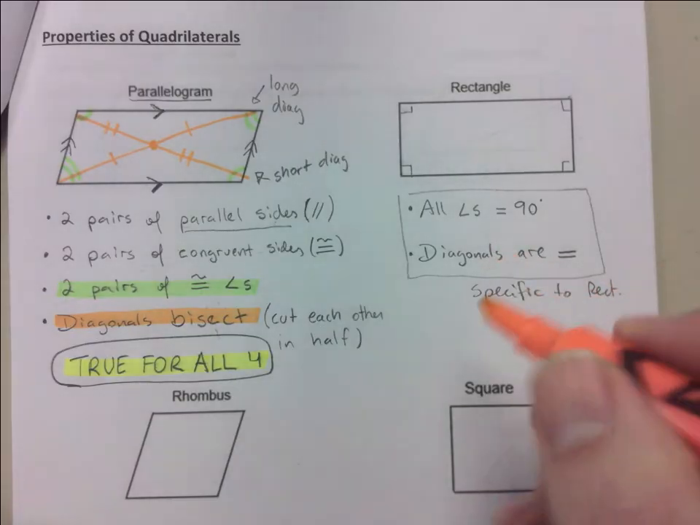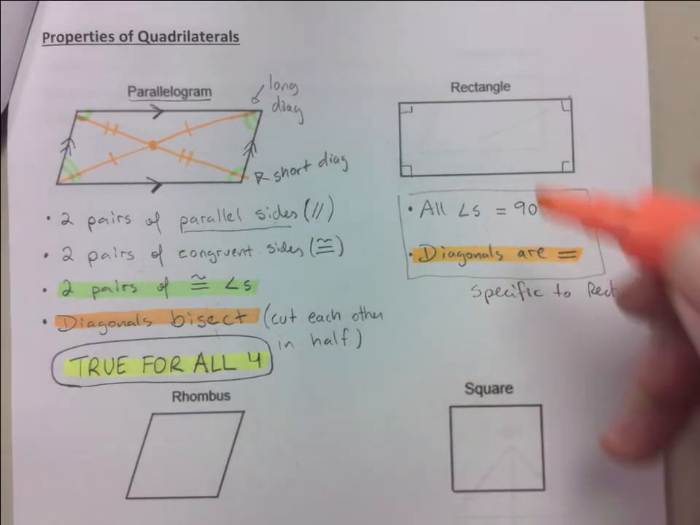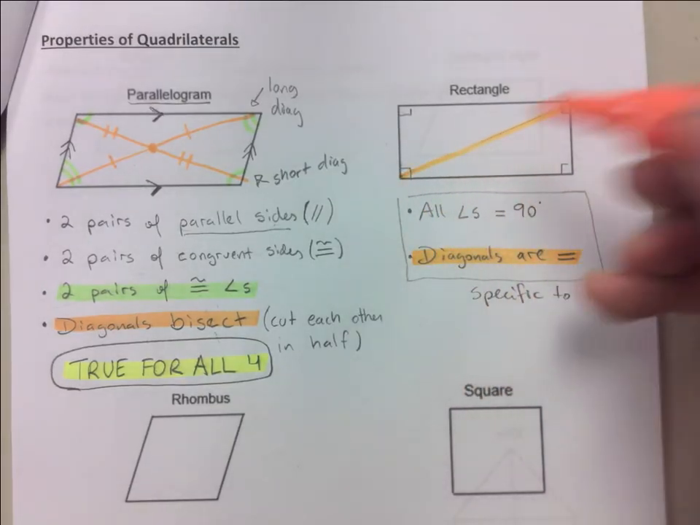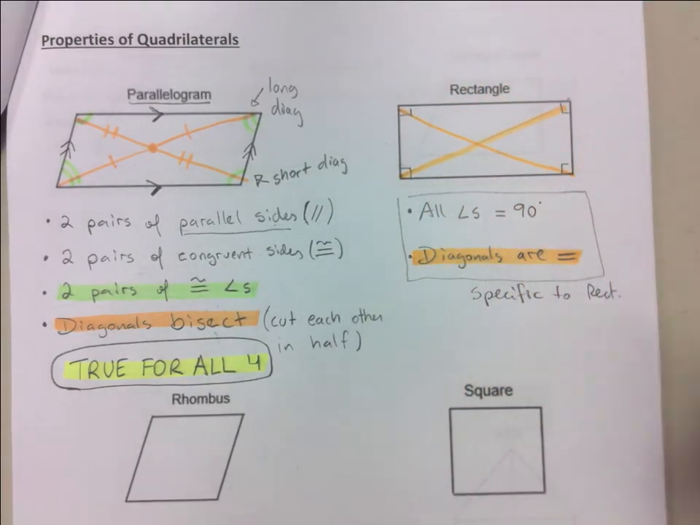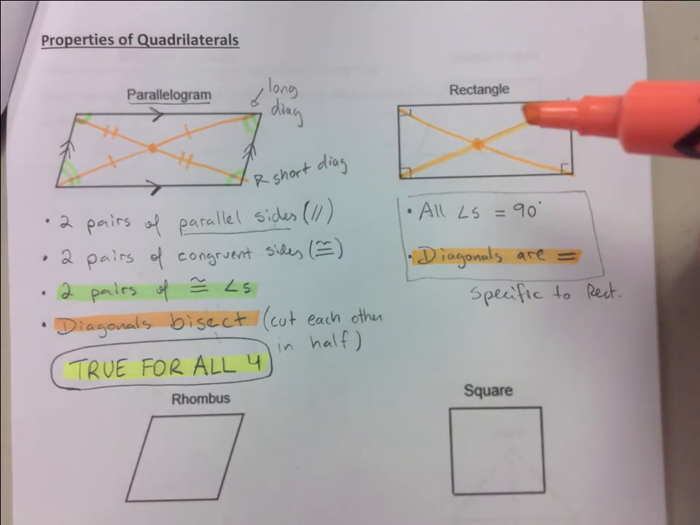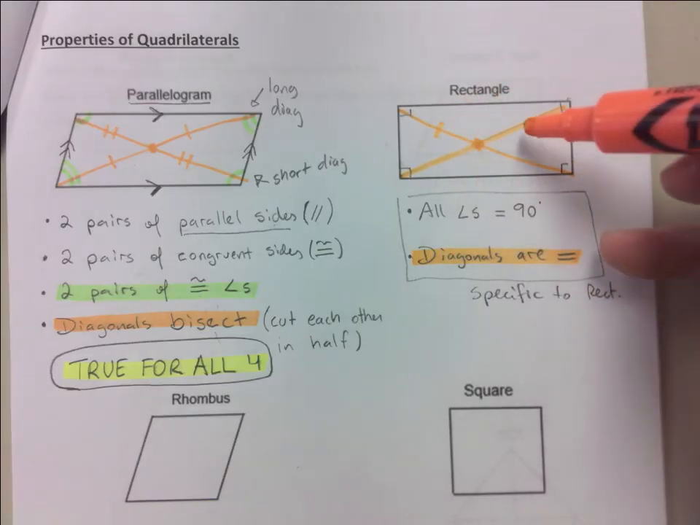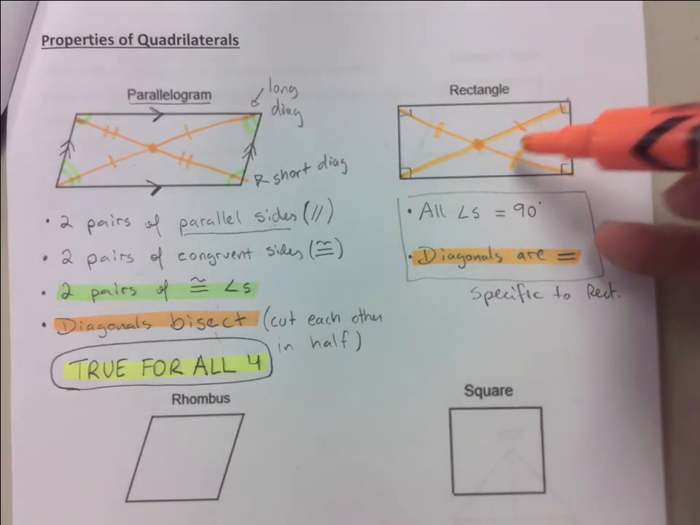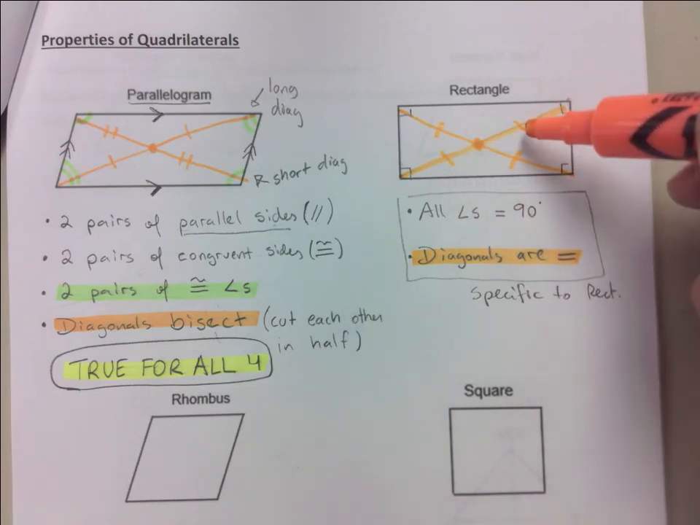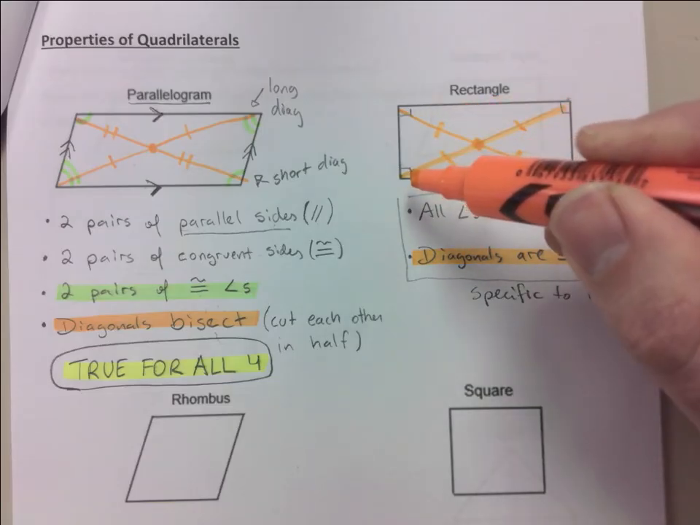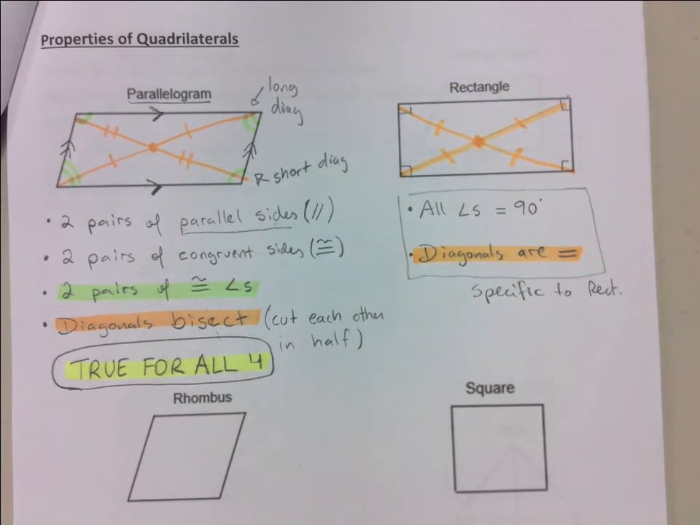However, I will actually ask you to do that here. This diagonal and this diagonal are exactly the same. So watch what's special about this is that all these segments that are created, they are actually all the same. From the center to each corner, they're all exactly the same. That was not the case about a parallelogram. Okay, that's specific about a rectangle.